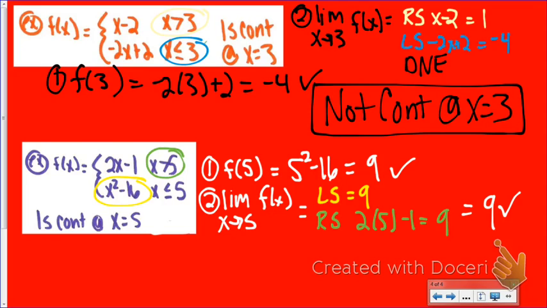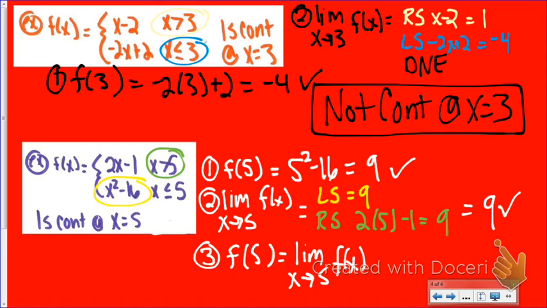So the second one is also true. Now my last step, my third step, needs to be, is it true that f of 5 is equivalent to the limit as x approaches 5 of f of x? What that question is really asking is, does step 1 equal step 2? And yes, that's true, because 9 is equal to 9. So since all three cases right there are true, this function is continuous at the value x equals 5.